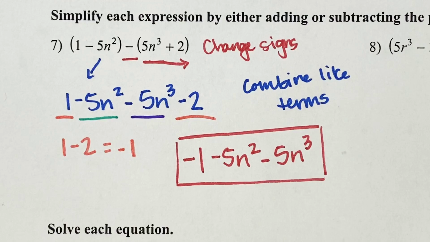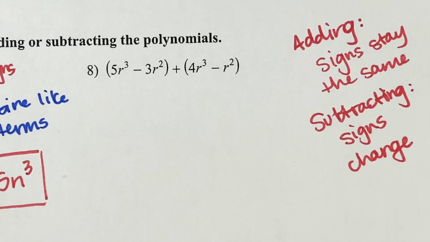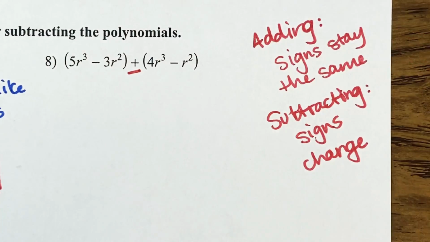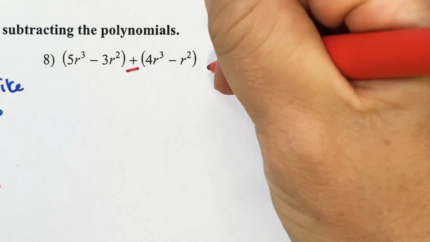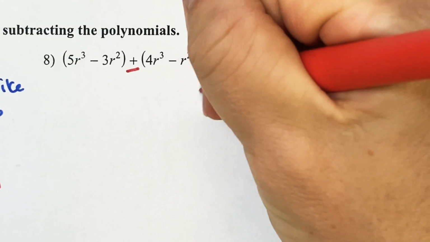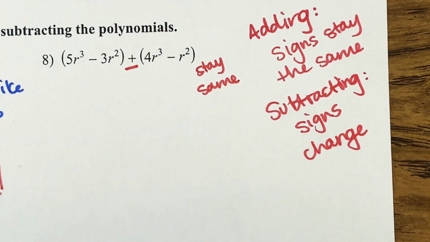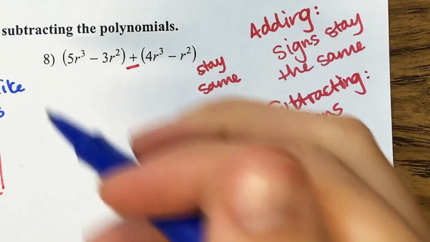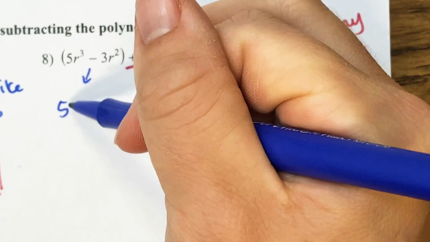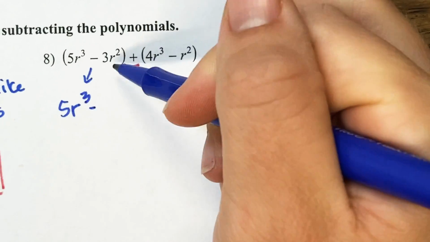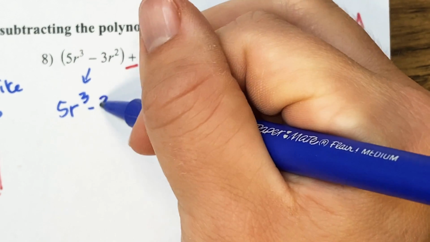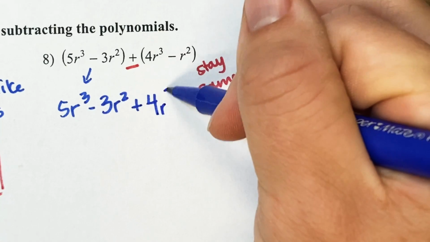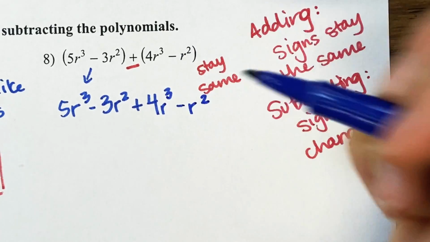Alrighty, okay, let's look at number 8. So look at our sign in the middle. This time it's an addition sign, so that means the signs stay the same. If they stay the same, that's easy. All you have to do is get rid of the parentheses. So you can rewrite both of them. 5r cubed, remember your first piece always stays the same, 5r cubed minus 3r squared. It's a positive, so plus 4r cubed, and then minus r squared.